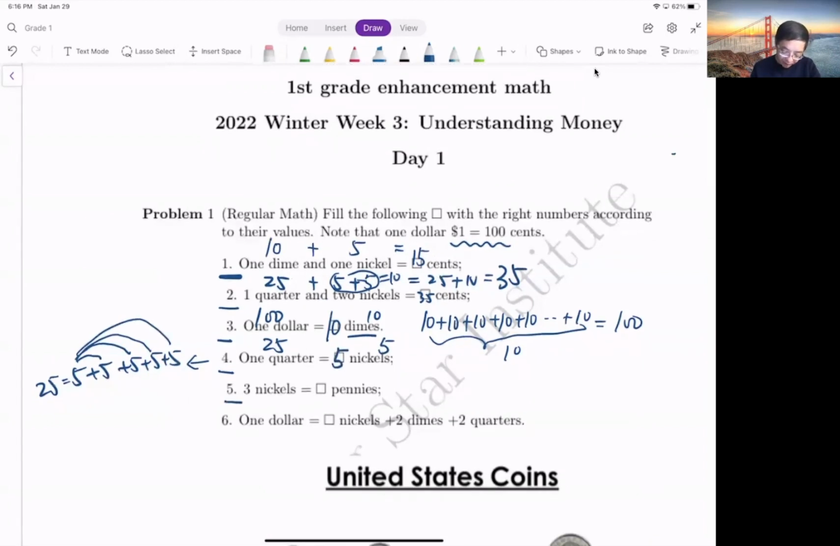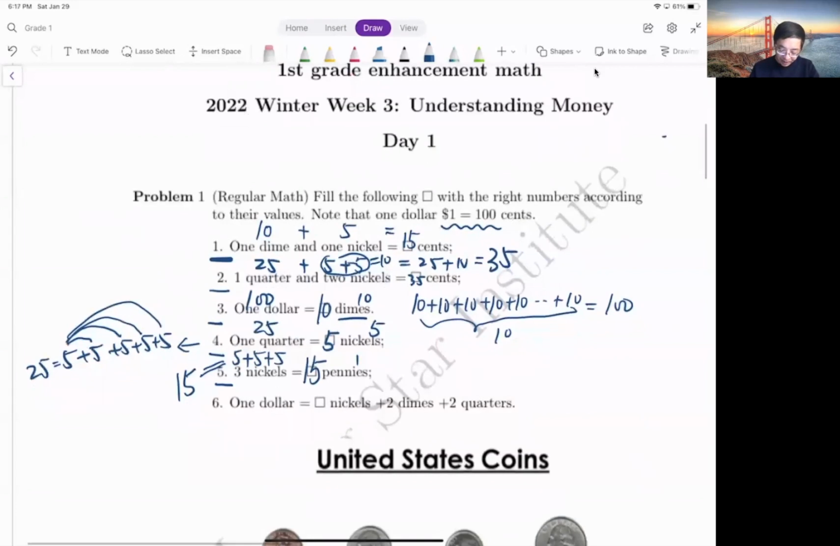Question number 5. 3 nickels equals to how many pennies? And we know each nickel is 5 cents. And then each penny is just 1 cent, right? Okay, so 3 nickels is 3 5s added together. What we have is 15. So it's 15 cents. And each penny is 1 cent. Therefore, it is 15 pennies, right? In value, they're equivalent. Now, last question number 6.